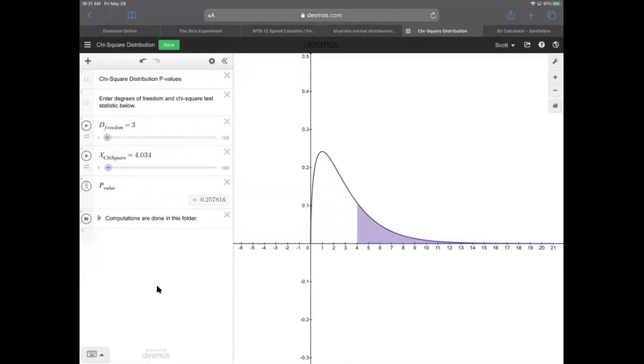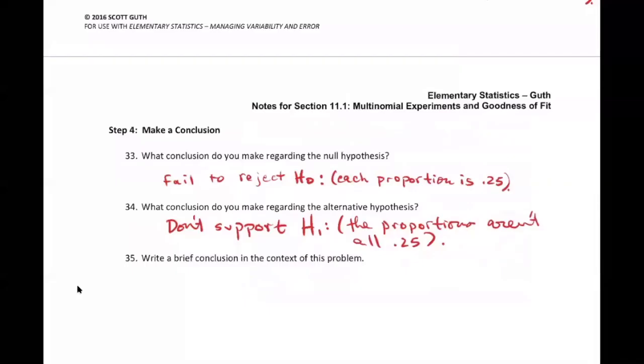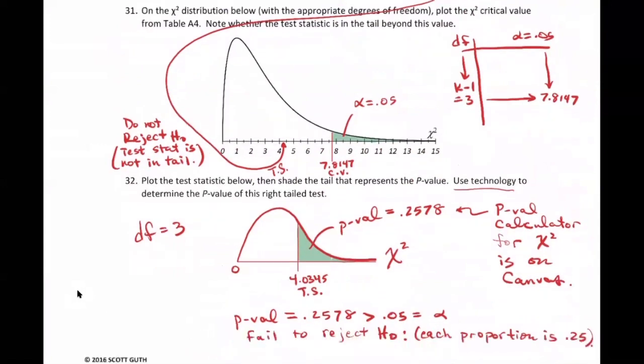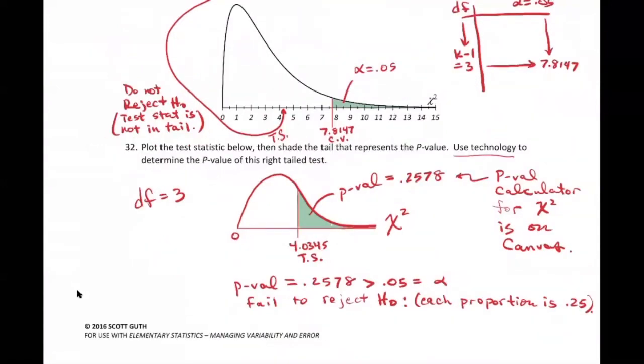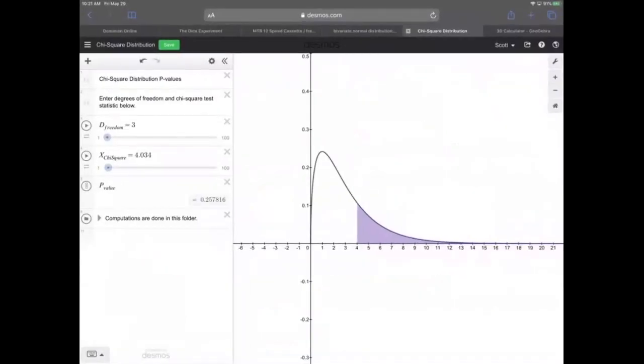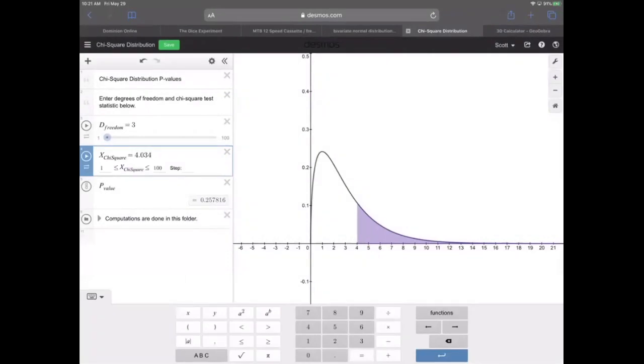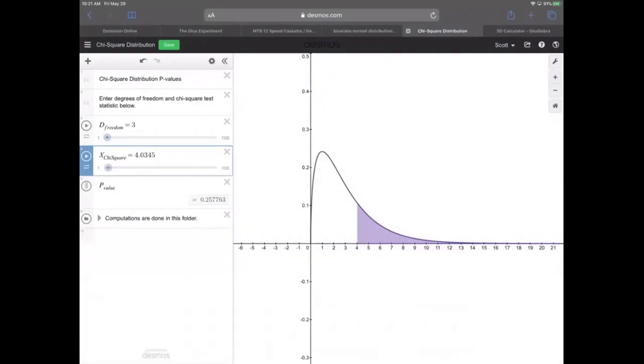So I'm just giving you a second to type all this in. I'll make sure I got these numbers right. 4.0345 is really what I should have put in. So I'm going to tweak my chi-square a little bit. I should change the area. 0.2578 is the correct p-value.